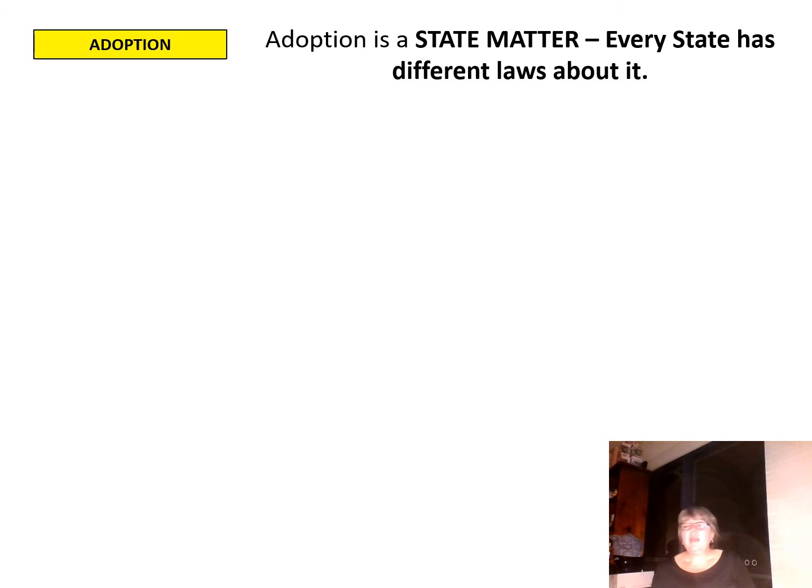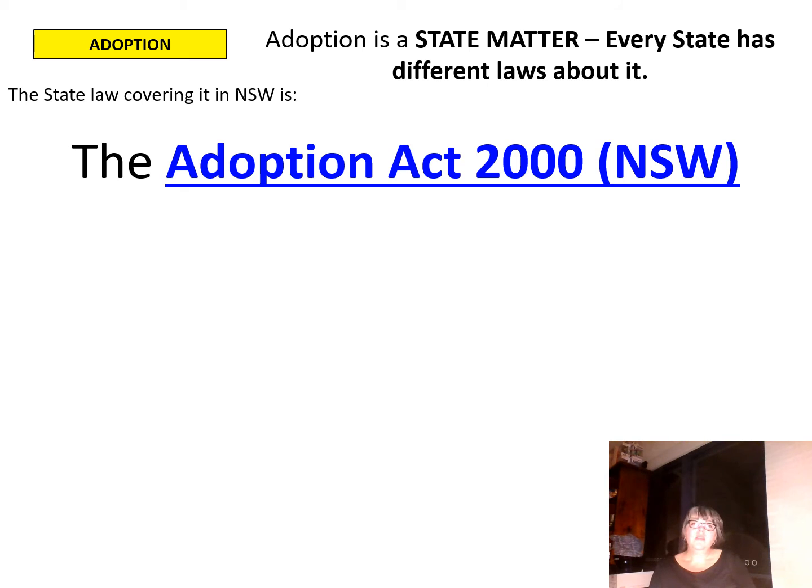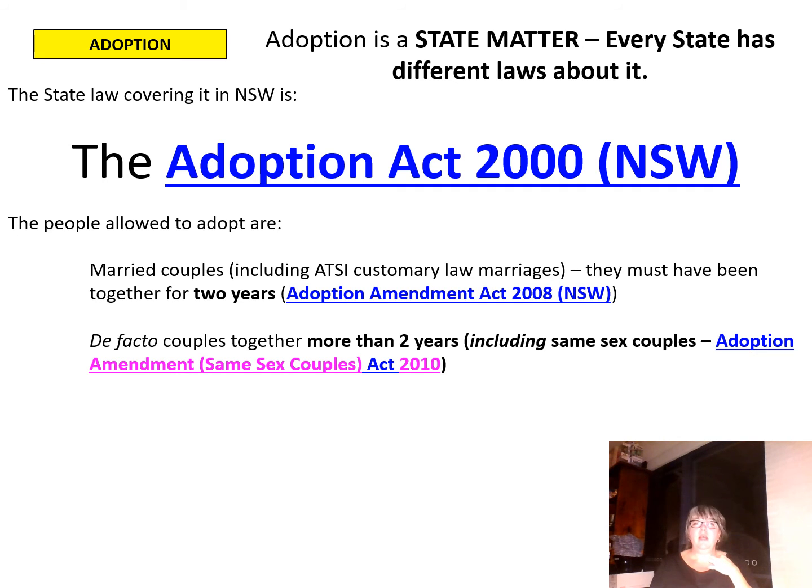Adoption is a state matter, so every state has different laws around it. The state law covering it in New South Wales is the Adoption Act, 2000, New South Wales. Nice, easy one to remember. The people allowed to adopt are married couples, including ATSI customary law marriages. They must have been together for 2 years, this is in the Adoption Amendment Act. De facto couples together more than 2 years, including same-sex couples, Adoption Amendment Act of 2010.